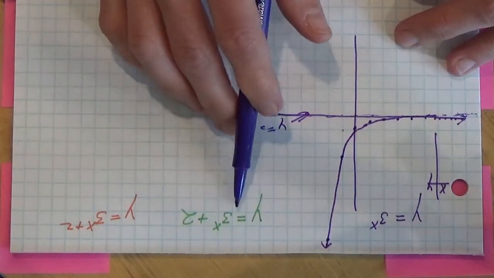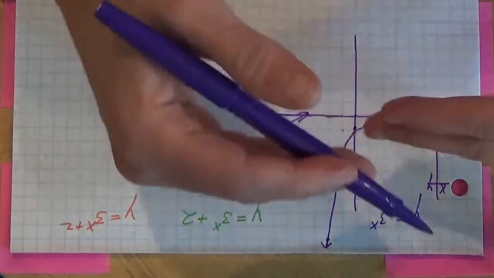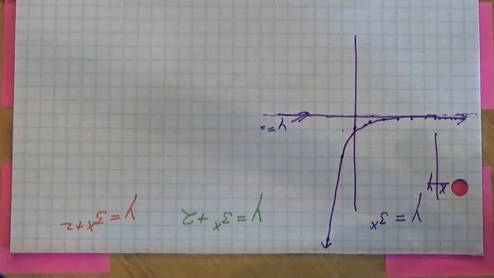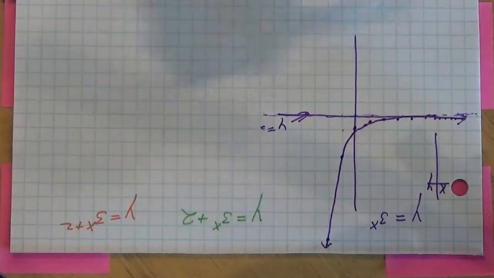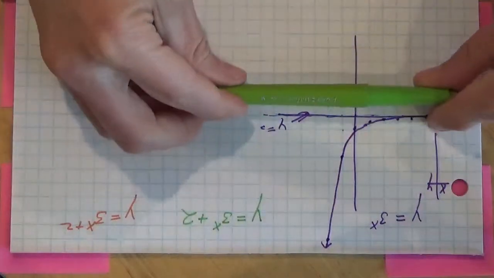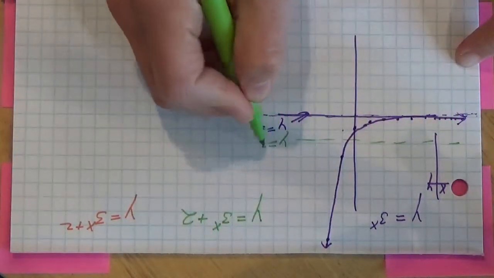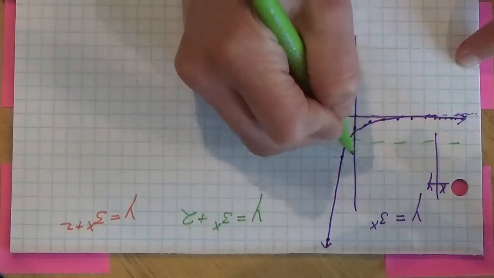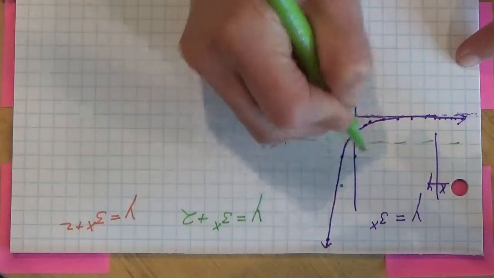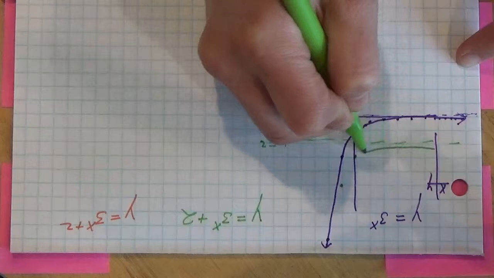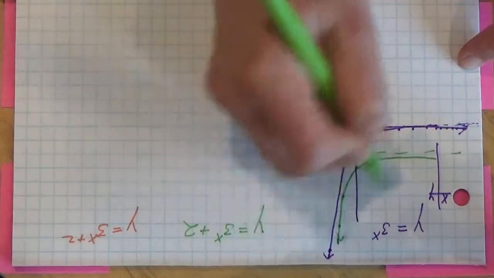So if I have y equals 3 to the x plus 2, that'll just hike the whole thing up 2. So my asymptote, instead of being at y equals 0, will be hiked up to y equals 2. And every single point will be shifted up 2. And so I end up getting this shape there.